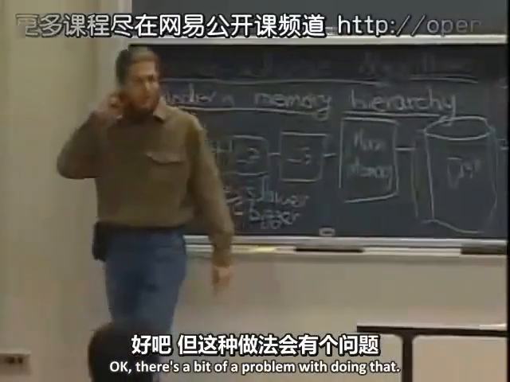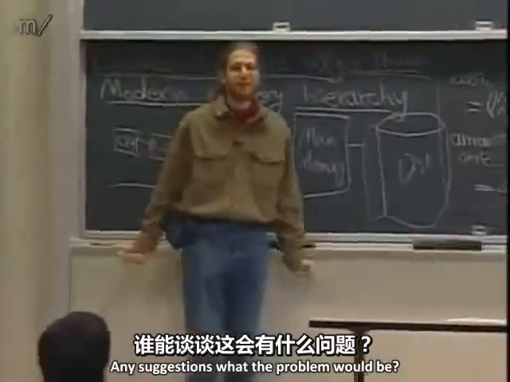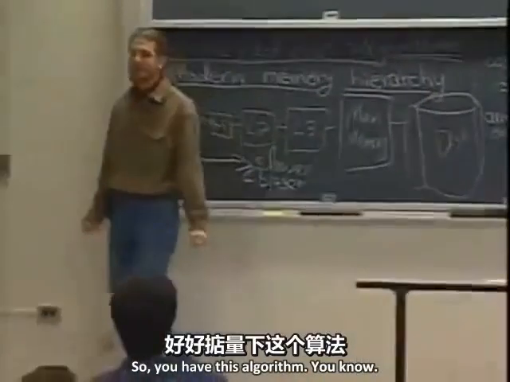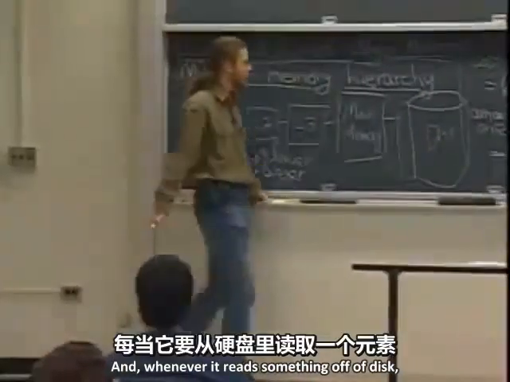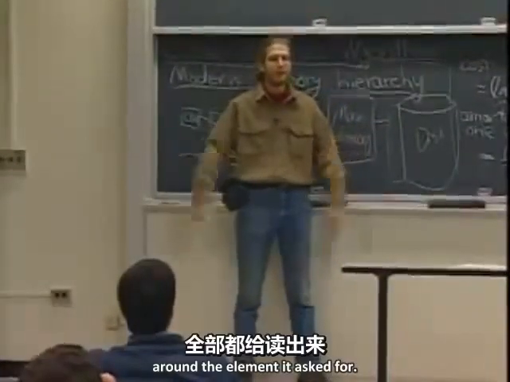Okay, there's a bit of a problem with doing that. Any suggestions of what the problem would be? So you have this algorithm, and whenever it reads something off of disk, it reads an entire megabyte of stuff around the element it asked for.